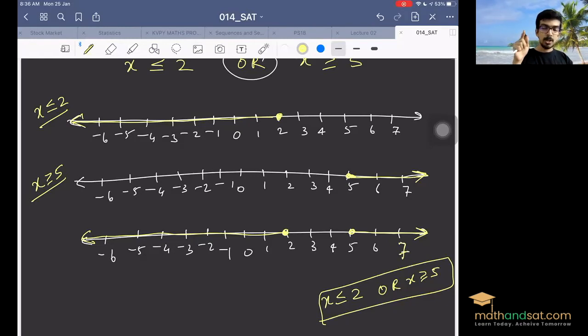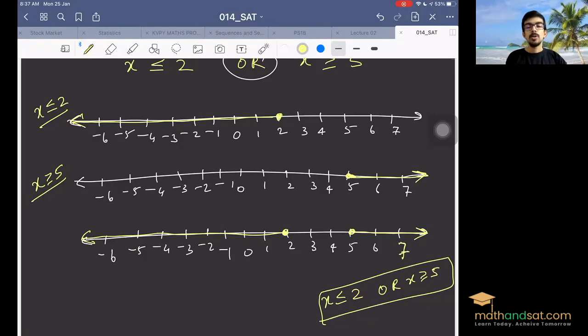And. So both need to be considered together as the intersection, the common region, the common solution. Here it is the union. You just combine the solutions. Does this make sense? So when you take OR, you take the union. Union is what? You take both of them.